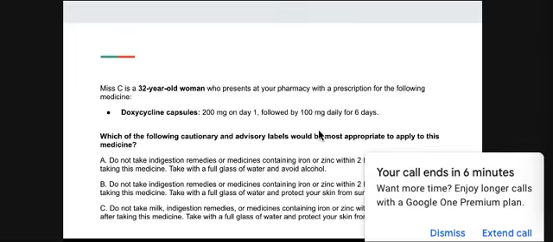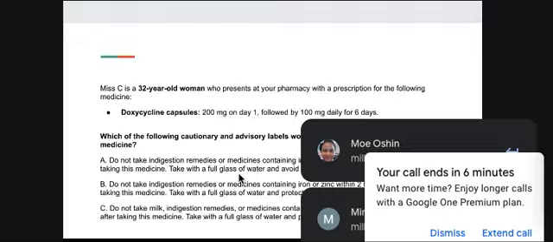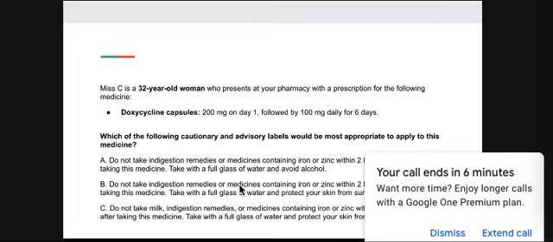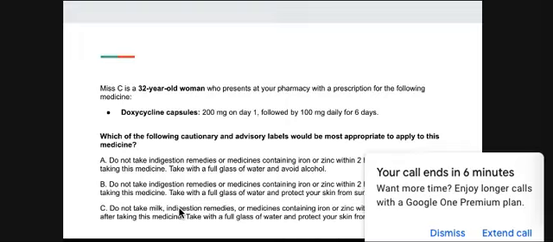So can someone tell me why option C is not the correct answer? Doxycycline can be taken with milk. Yes, thank you. It's not part of the cautionary label for doxycycline, the milk part. So the way to remember it is doxy likes milk: D for doxycycline, L for limecycline, and M for minocycline. Those three medications can be taken with milk. So option C is wrong.